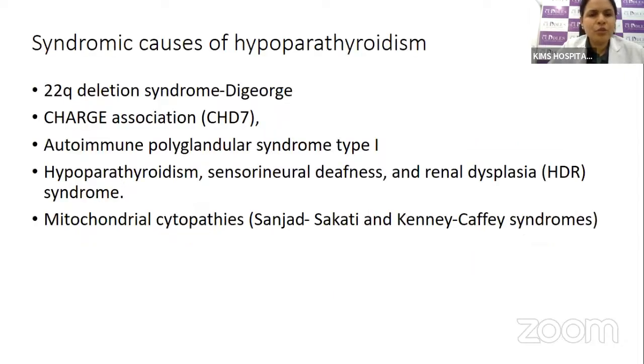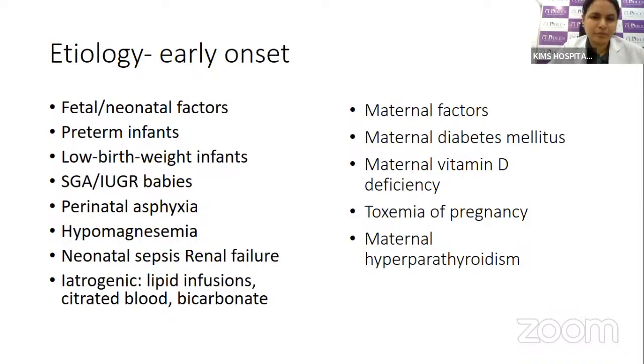There are some rarer syndromic causes of hypoparathyroidism, like CHARGE syndrome, or 22q deletion syndrome, also called DiGeorge syndrome, or other conditions like autoimmune polyglandular syndrome type 1. Hypocalcemia or hypoparathyroidism can also be a part of hypoparathyroidism, sensorineural deafness, and renal dysplasia syndrome, as well as a few mitochondrial cytopathies.